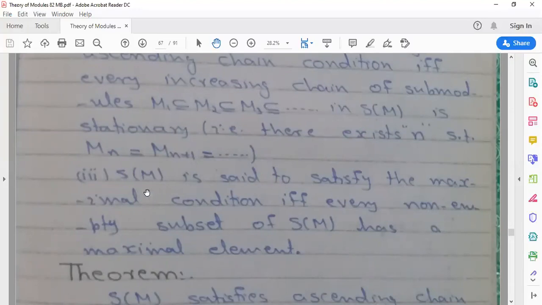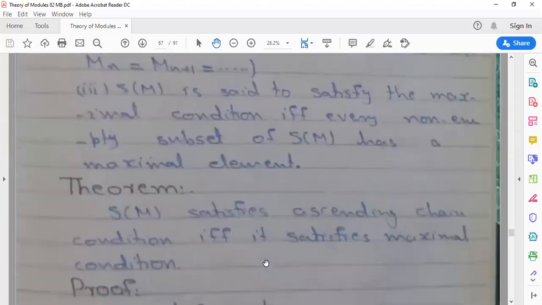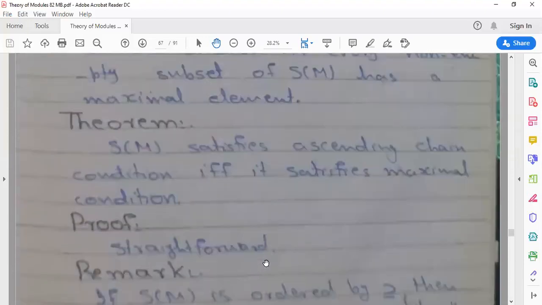Sm is said to satisfy the maximal condition if and only if every non-empty subset of Sm has a maximal element. We have already studied what is a maximal element, what is maximum, what is ascending chain condition, what is descending chain condition, what is Noetherian, what is Artinian. So we have already studied these things, and I hope you have no complication in this.